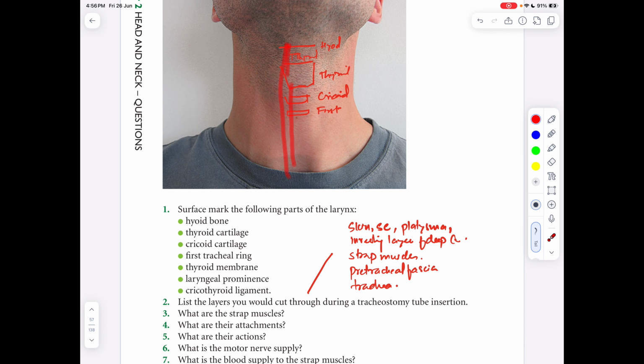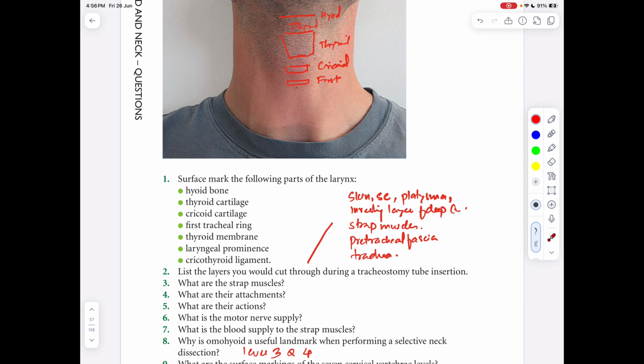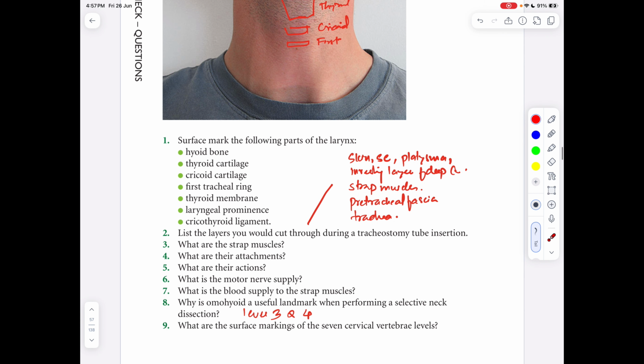Thyroid, and omohyoid is just below. What are the muscle attachments? What are their actions? They cause elevation of the thyroid, so elevation of the larynx during deglutition and all that. Lying lateral to the sternothyroid is sternohyoid. What is the motor nerve supply? The muscles are supplied by C1 fiber from the cervical plexus. So these are the motor nerve supplies.